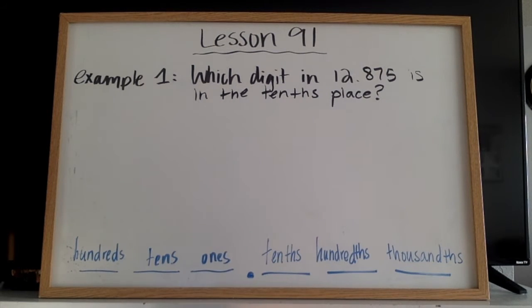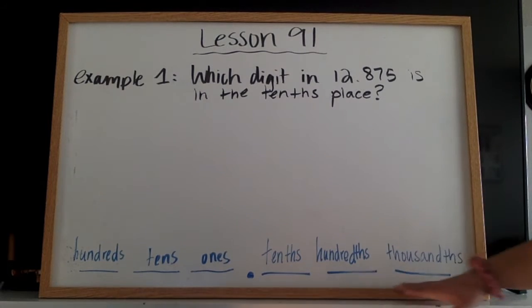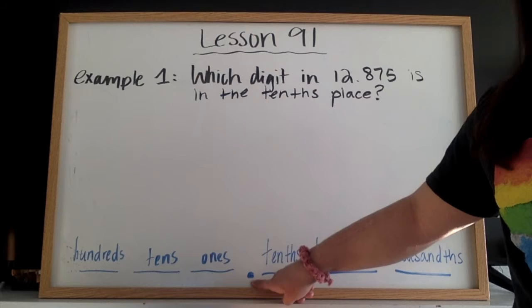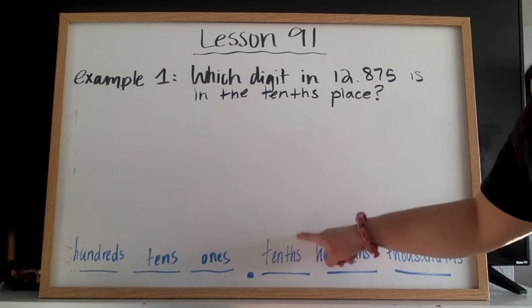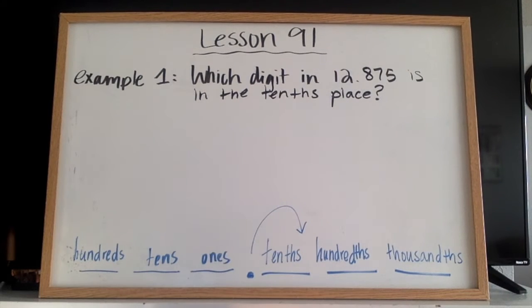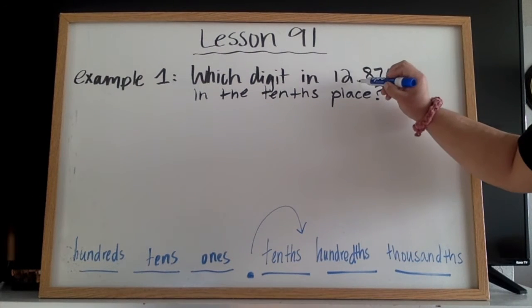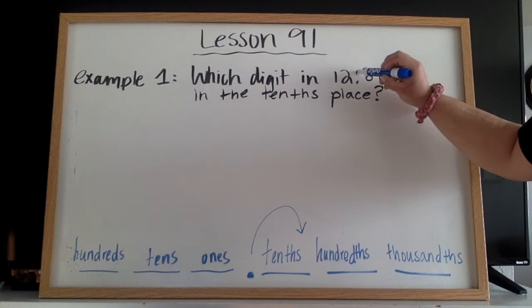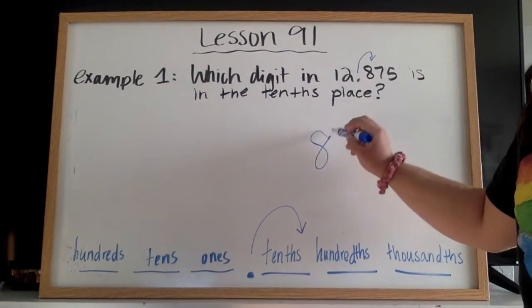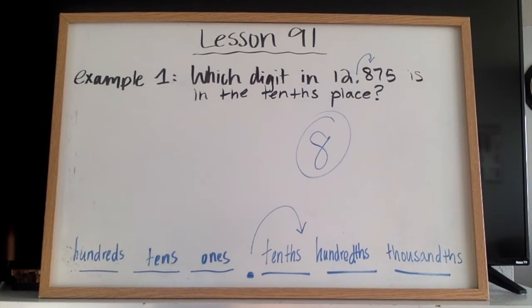So example 1 says, which digit in 12.875 is in the tenths place? So if I use this to reference, if you need, the tenths place is 1 place to the right of the decimal. So we just went 1 place to the right. So up here, here's my decimal. I'm going to go 1 place to the right, and that's my 8. So 8 is the answer to this question.